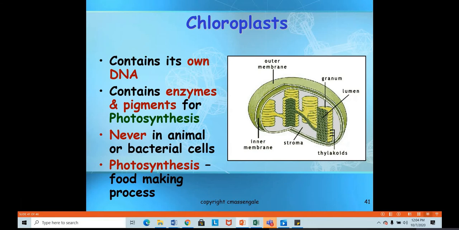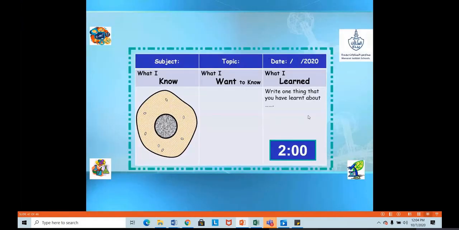In the grana, the light-dependent reactions for photosynthesis take place, and the material which you see outside of the grana is known as stroma. In the stroma, the light-independent reactions take place. So basically, the entire process of photosynthesis takes place in the chloroplast itself. This is how the structure of the chloroplast looks.